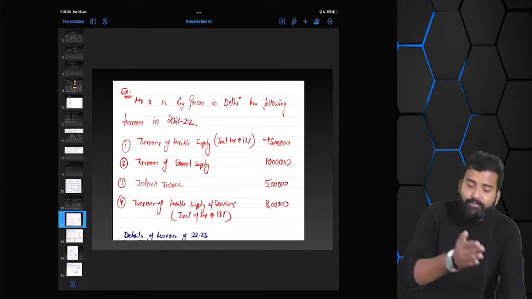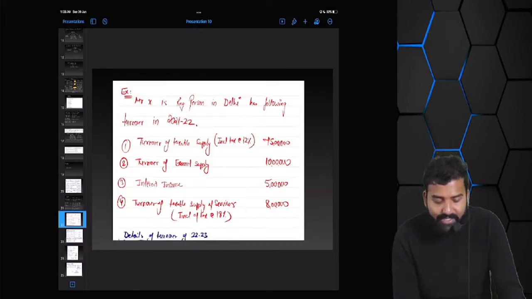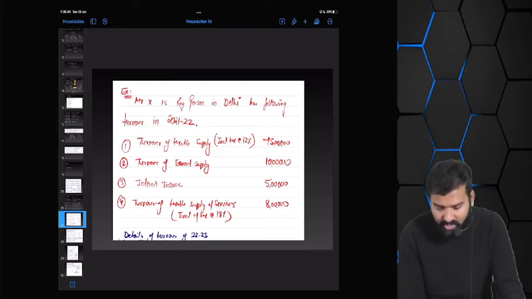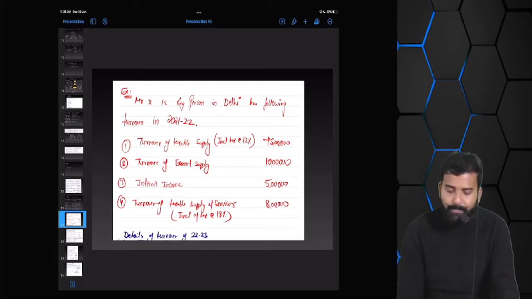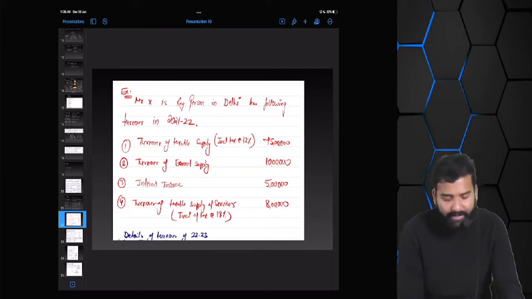Now the question further says that if we are eligible for composition scheme, of course a person is eligible because he is a registered person in Delhi and is supplying goods. So of course he is eligible for composition scheme. Now we are assuming that he is eligible for composition scheme because his turnover is not more than 1.5 CR.